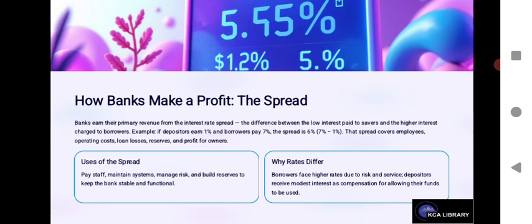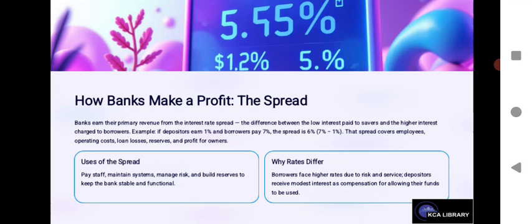Now, how do banks make their profit? Banks earn their primary revenue from the interest rate spread. Interest rate spread simply means the difference between the low interest paid to savers and the higher interest charged to borrowers. For example, if depositors earn 1% and borrowers pay 7%, the spread becomes 6%, meaning 7% minus 1%. That spread covers employees' operating costs, loan losses, reserves, and even profit for owners. So this is what is called spread.